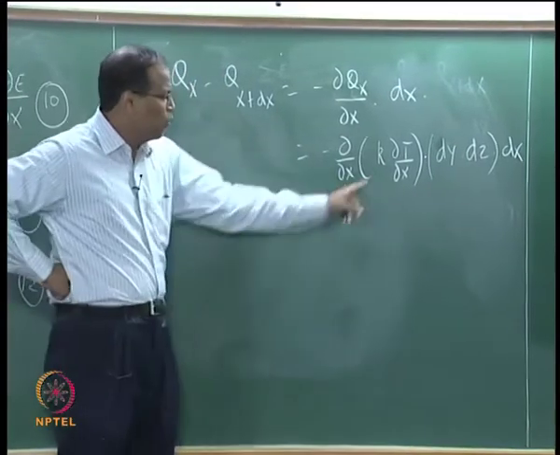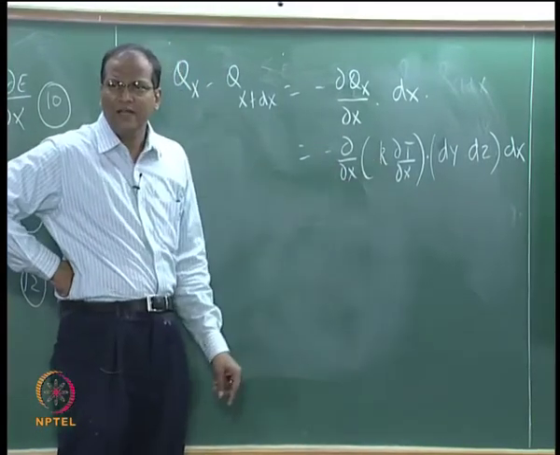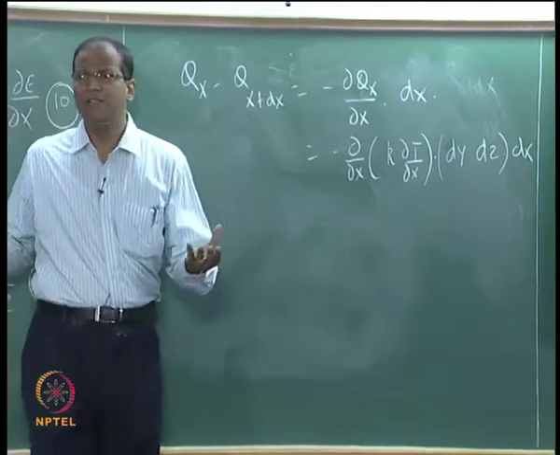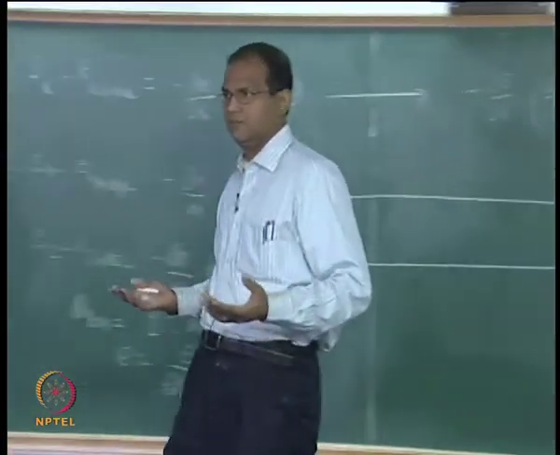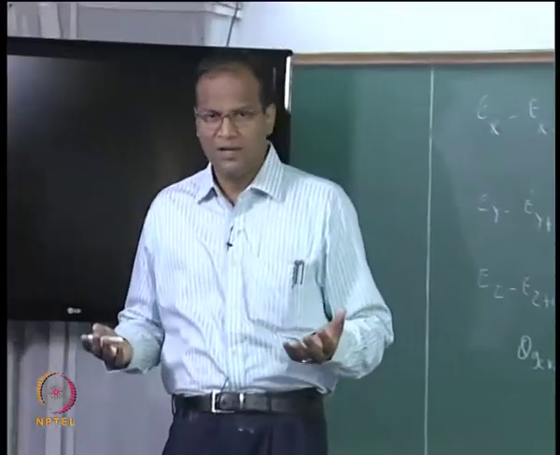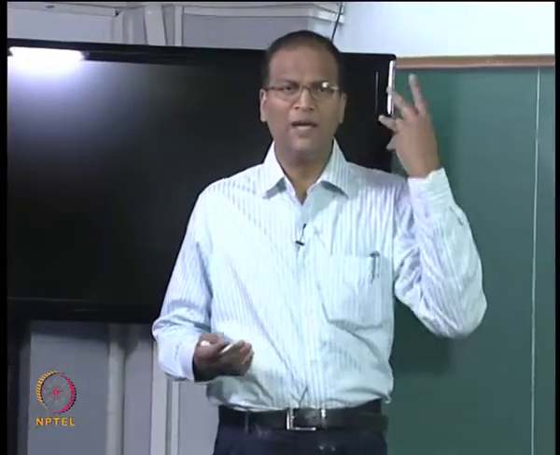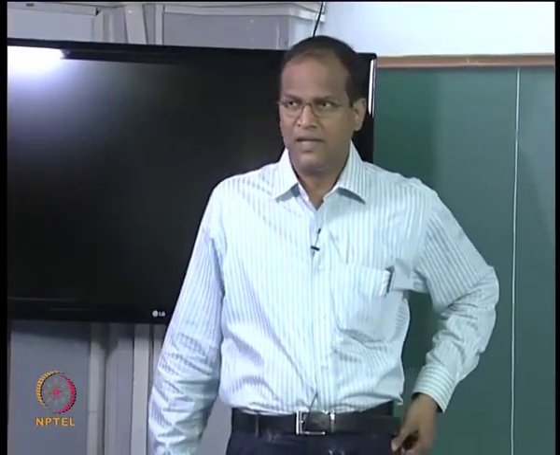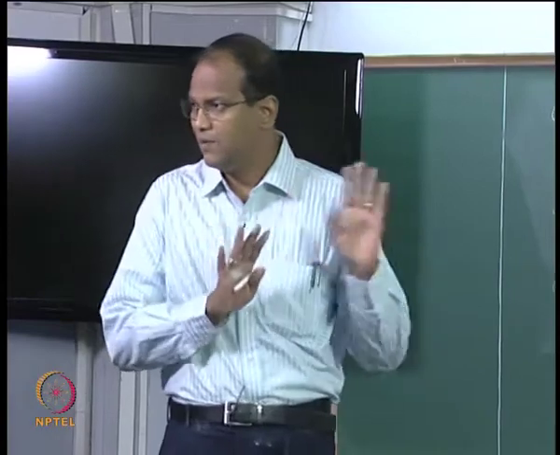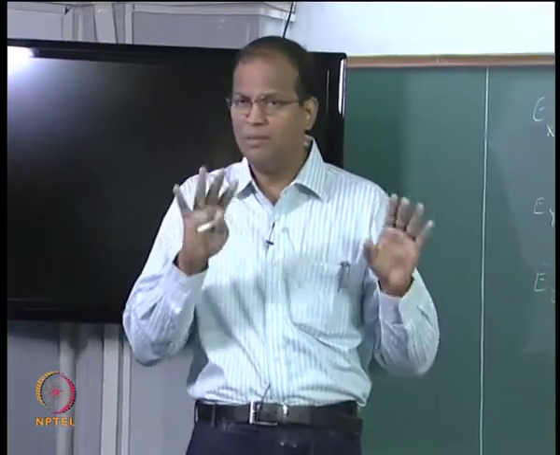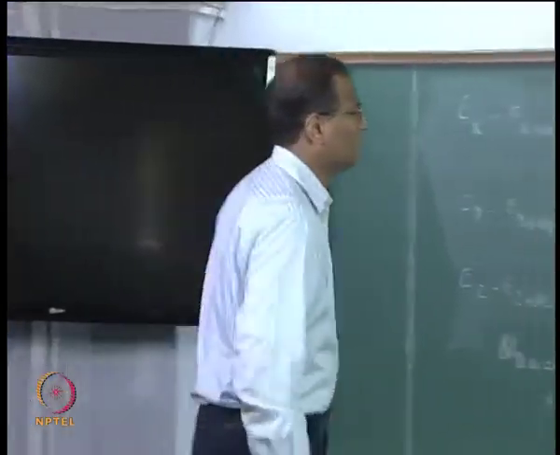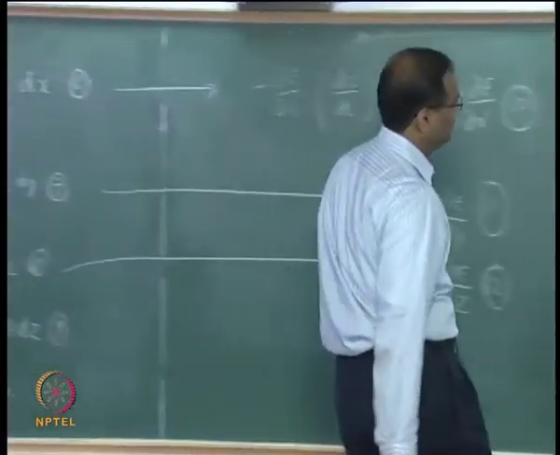At this stage, I do not want to pull the k out of the x derivative. Why? I can have a variable thermal conductivity formulation. Correct? If I pull the k out, I am already making a statement that k is independent of x. In many problems it may be like that, but let us keep it like this. Now Qx, what will be this?